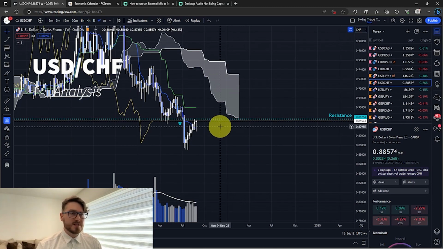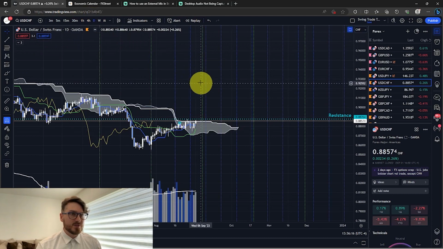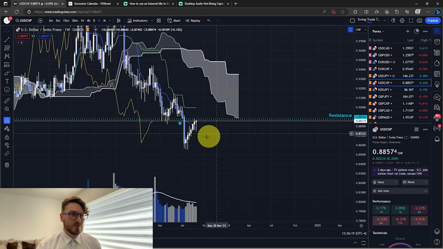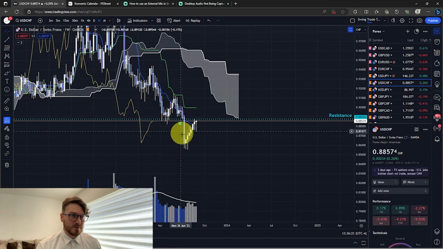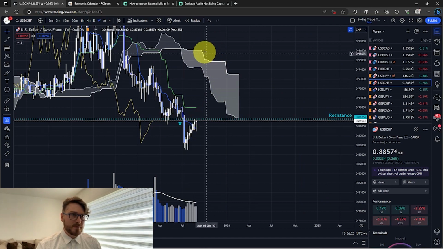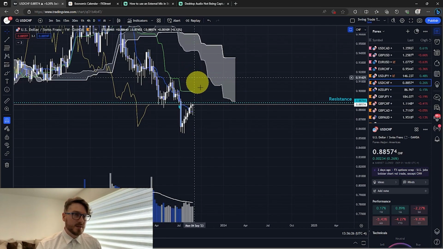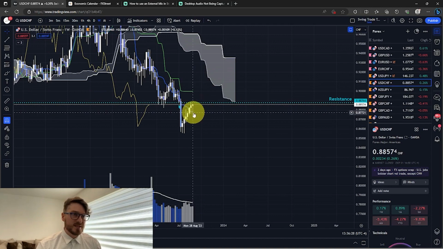Okay, guys, this is US dollar, Swiss franc. And as you can see on the weekly chart, price is retracing now. We had a bearish Kumo, but price has broken above the Tenkan-sen and is heading back towards this flat Kijun-sen. But let's get more detail on the daily.